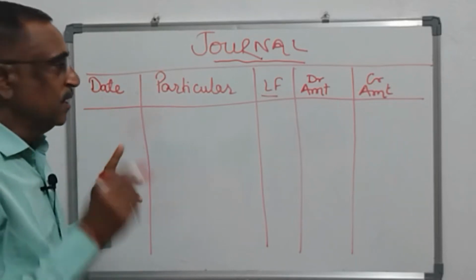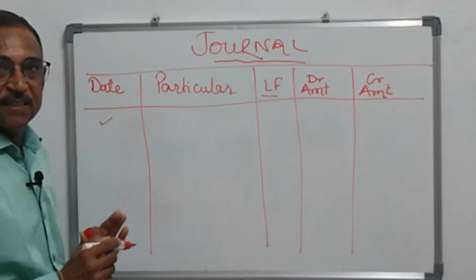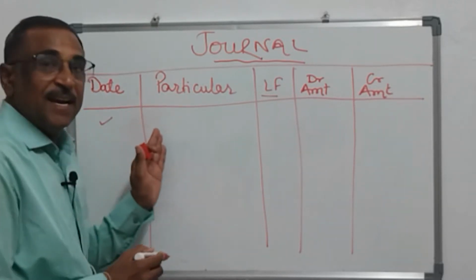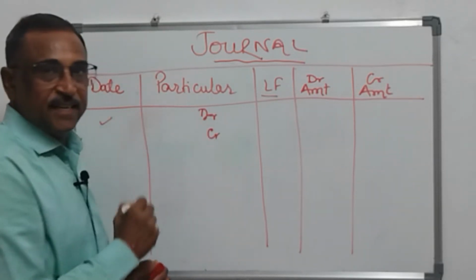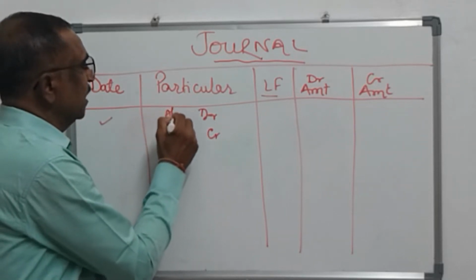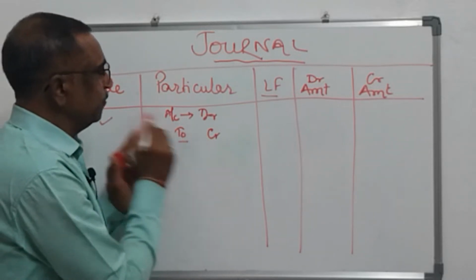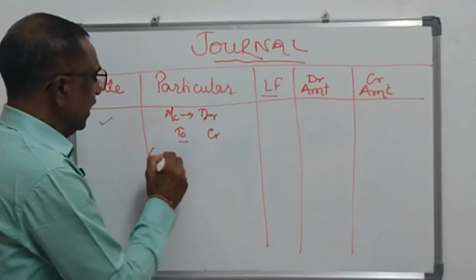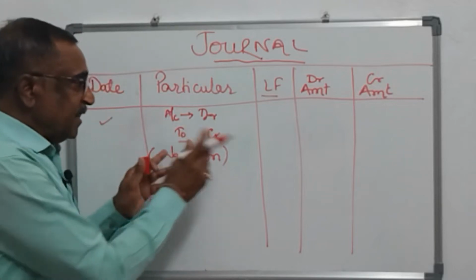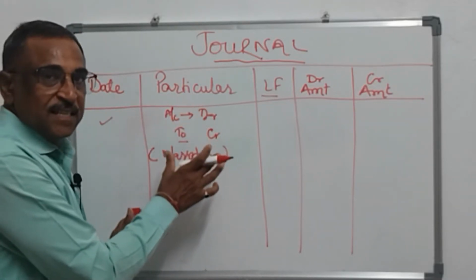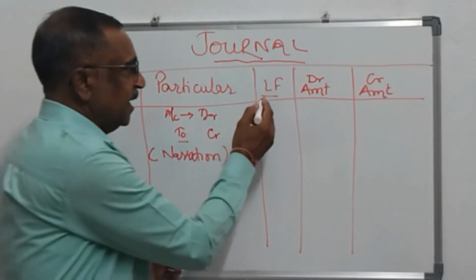First is date. Here we have to write the date of the business transaction. In particulars, we pass the entry, that is, what is to be debited and what is to be credited. We write here the account which has to be debited, and for the account which is credited, before that we write "To". And here we write narration. Narration means why this entry is being passed, that is, the transaction is written in the most summarized manner possible.